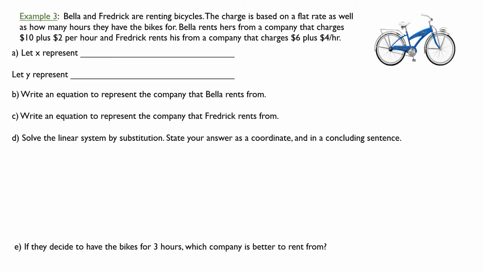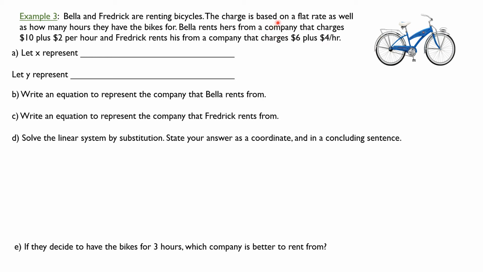Example 3, this is our last one. Bella and Frederick are renting bicycles. The charge is based on a flat rate as well as how many hours they have the bikes for. Bella rents hers from a company that charges $10 plus $2 per hour. Frederick rents his from a company that charges $6 plus $4 per hour.